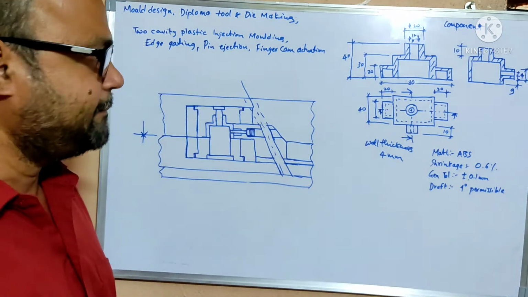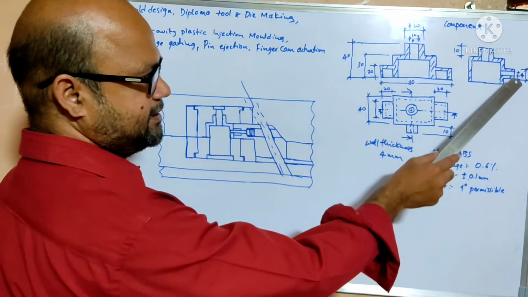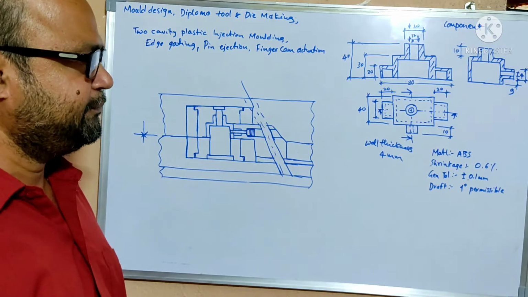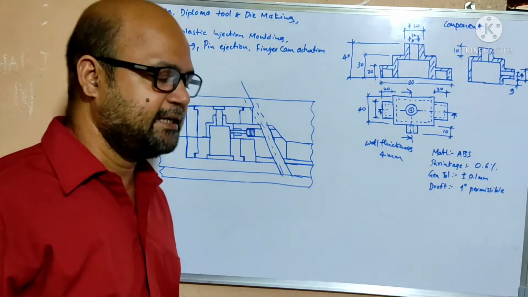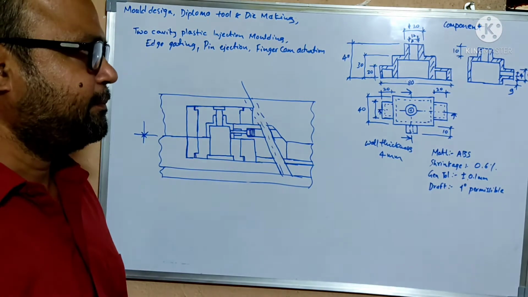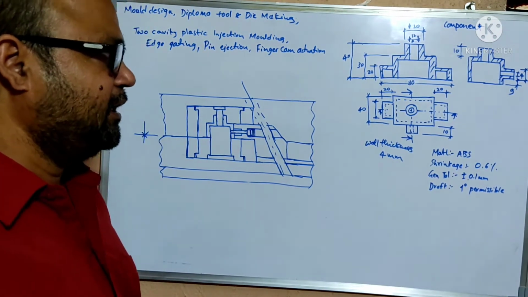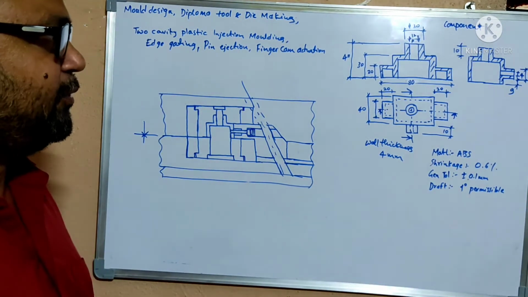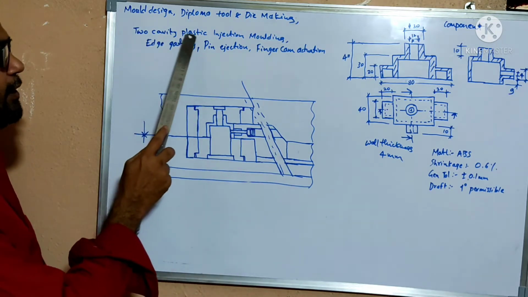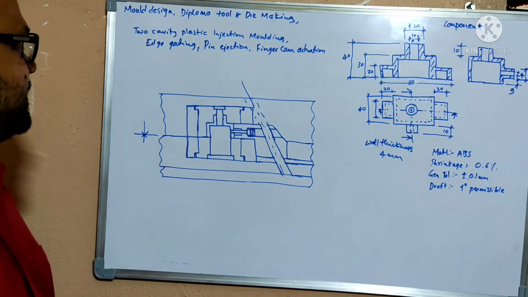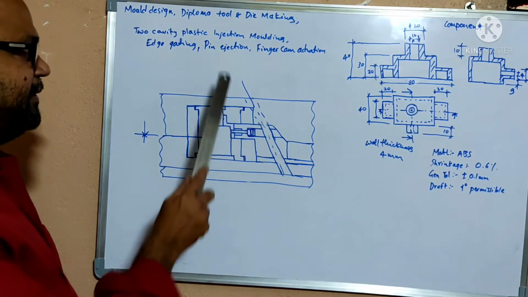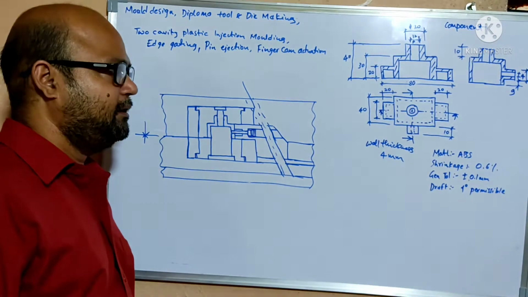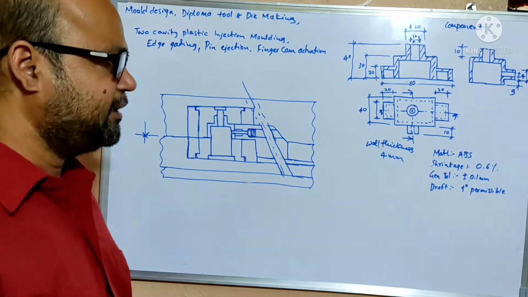Here for this component, the component has the boss in the side. That means the tool for this component requires the side core, which is going to be drawn on a 1:1 drawing sheet. The requirement for this component is a 2 cavity plastic injection mold, with edge gate and pin ejection and finger cam actuation. This is the requirement of the tool and the requirement for the component.